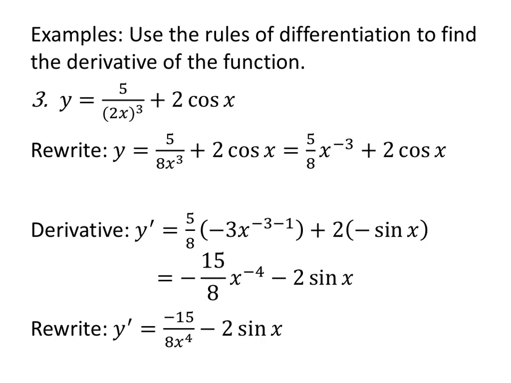Because now when I find the derivative, I leave my coefficient 5/8 alone. X to the negative 3, I bring down the negative 3, leave the x, subtract 1, plus 2, coefficient. Derivative of cosine is negative sine of x. And we multiply. 5/8 times a negative 3 is negative 15/8 x to the negative 4 minus 2 sine of x. And I can go back to the form we had before with positive exponents. Negative 15 over 8x to the 4th minus 2 sine of x.